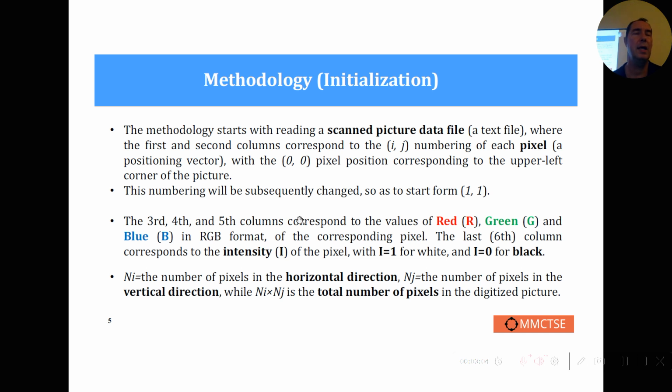The first part is quite easy, quite straightforward. We start with a scanned picture, in which each pixel is assigned to a grid, usually an IJ grid. At this point, for each pixel we have the corresponding values of red, green, and blue, and for high intensity, like white, we have intensity 1, sorry, and 0 for black. So this is easy. It can be done with any software, and then you have a computational grid of Ni times Nj total pixels.